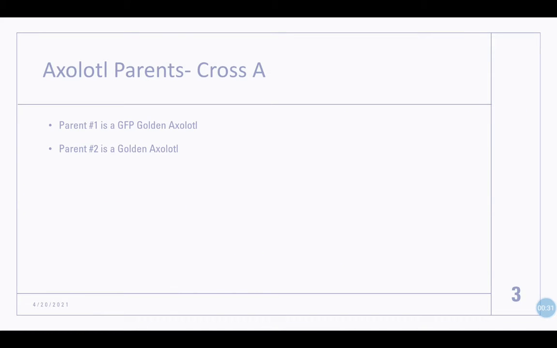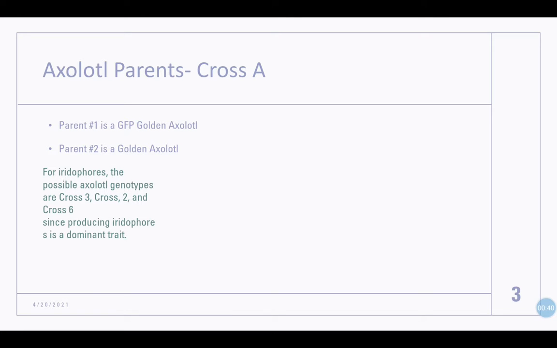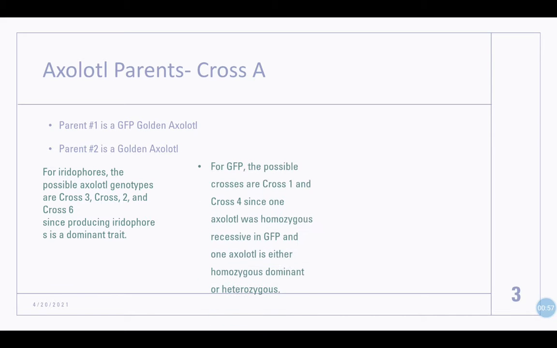Okay, as you can see here, parent 1 is the golden one, I mean the GFP golden one, and parent 2 is the normal golden one. Okay, so based on the parents' appearances, I can guess that for iridophores, the possible axolotl genotypes are cross 3, cross 2, and cross 6, since producing iridophores is a dominant trait.